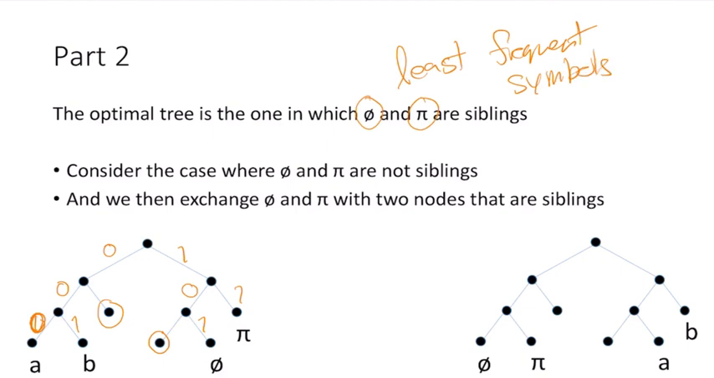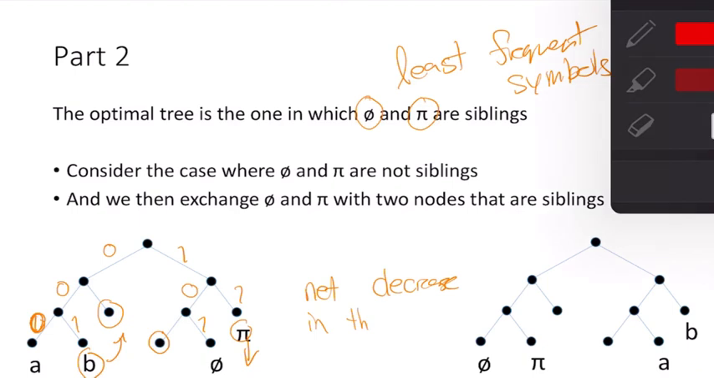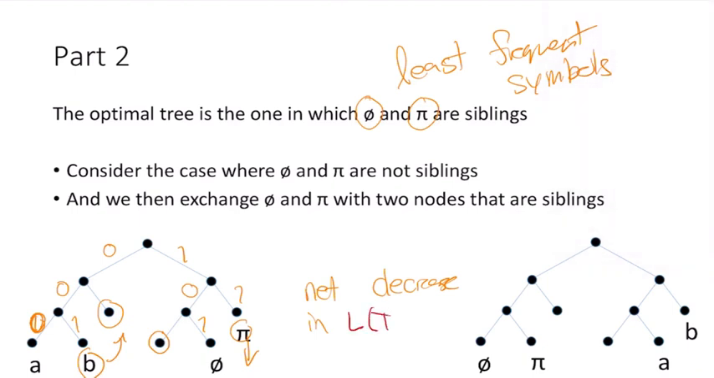So when we push pi down and make it a sibling and move, let's say, either A or B, it doesn't matter. In this case, we're moving B up. What we have here is a net decrease in the average bit length. Or I can just use our L of t notation. So we have a net decrease in L of t, which means that we are better off with phi and pi as siblings if they're not siblings.